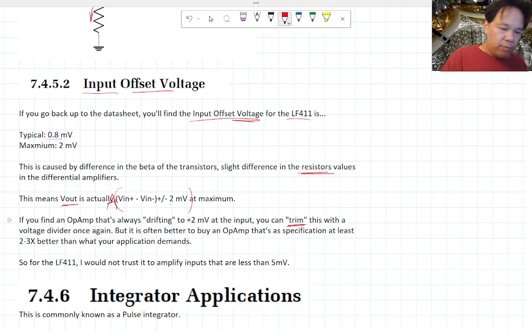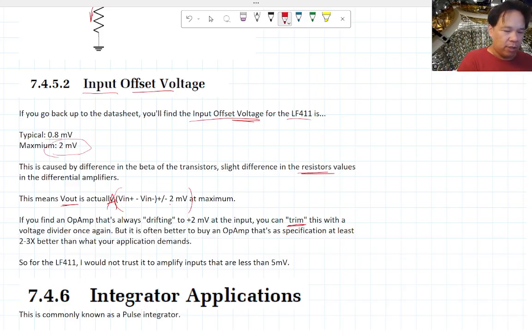You can actually trim this once again with a low voltage divider trick, where you find that your V in plus is always just slightly higher, and then you use a low voltage divider to subtract that out. But once again, this is often a temperature dependent offset. So oftentimes you just want to look in the specification and find an op amp that is at least 2 to 3 times better than what your application demands.